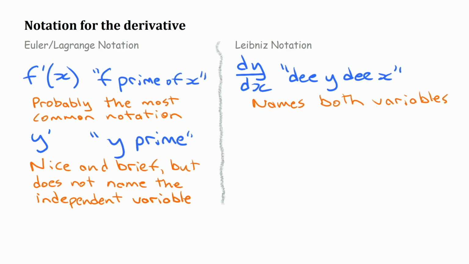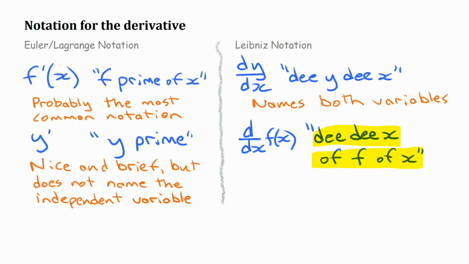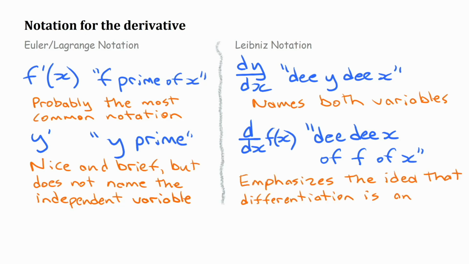Now, another way of using Leibniz's notation is to think about this dx part of it almost as an operation. So sometimes you'll see d dx of f of x, of a function like that. And that's how you say it, d dx of f of x. And the good thing about that is, as you work through calculus, it emphasizes the idea that differentiation, finding the derivative, is an operation that you perform on a function. You find the derivative of a function. So that'll be more important later as you work through things. So you've got two different kinds of notation to use here.